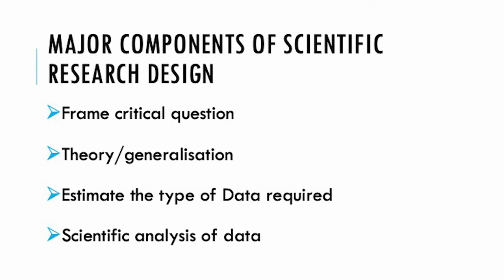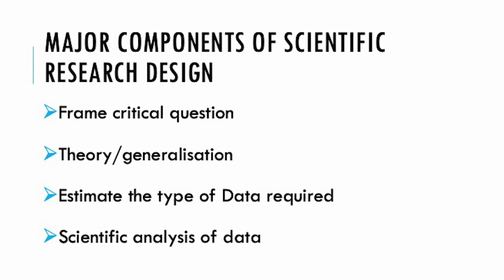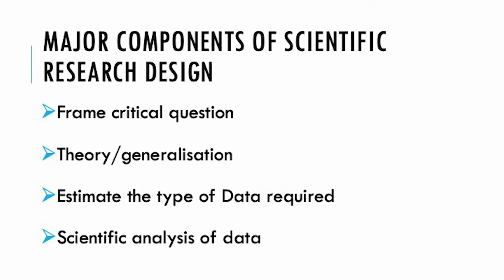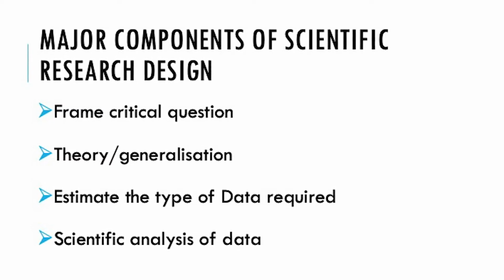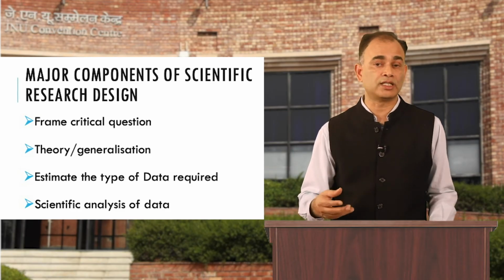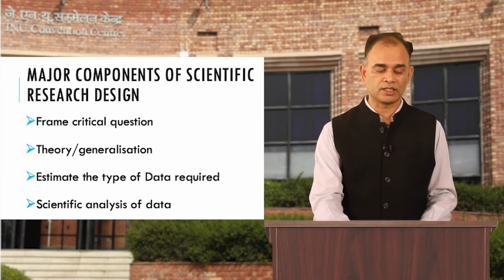So what are the major components of research? I'm just reiterating because I want you to be very clear. One is frame a critical question. Second is theory or broader generalization. Third is estimate the type of data that you need, and then scientific analysis of the data. So these are the four cardinal points that you need to remember. You can't do any research without that.